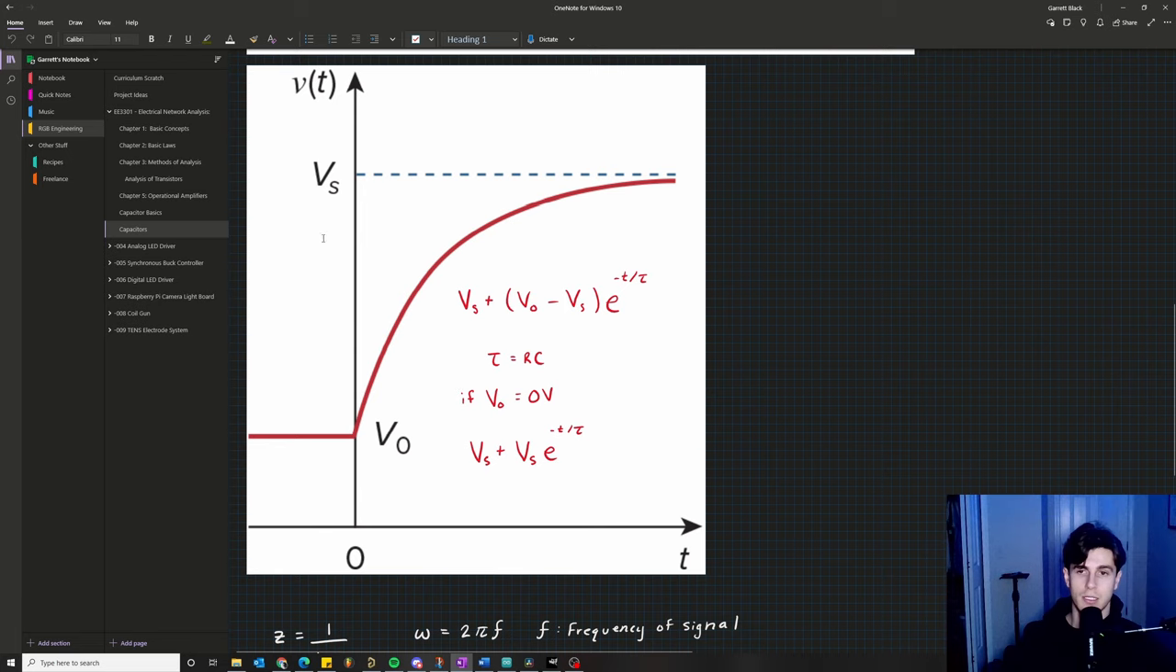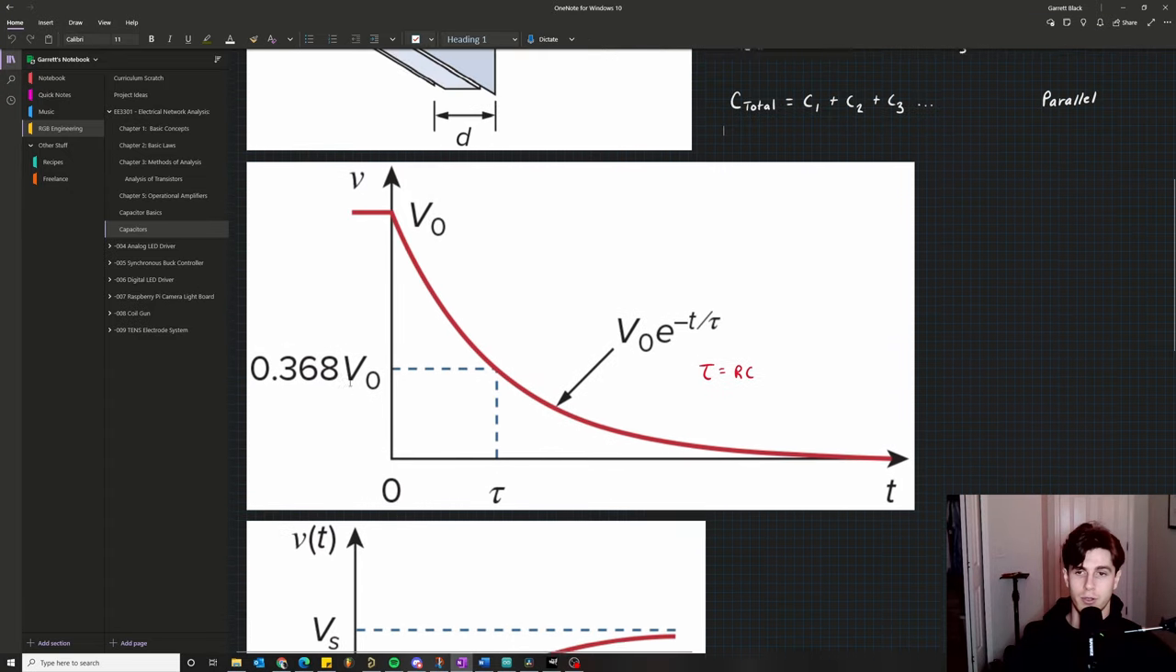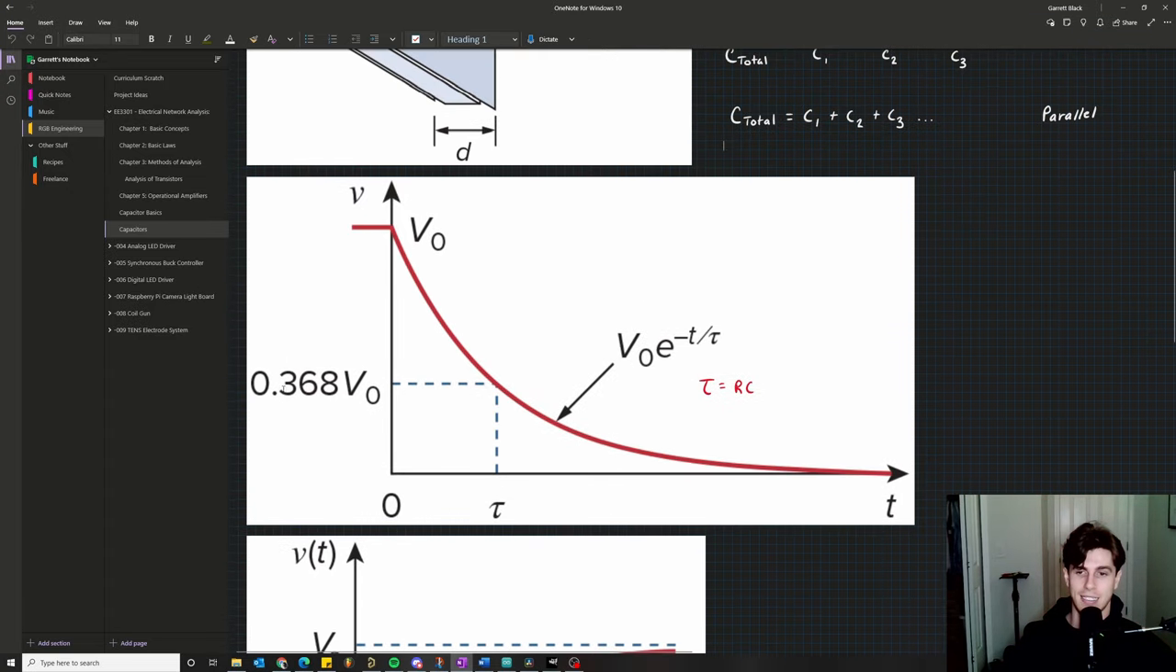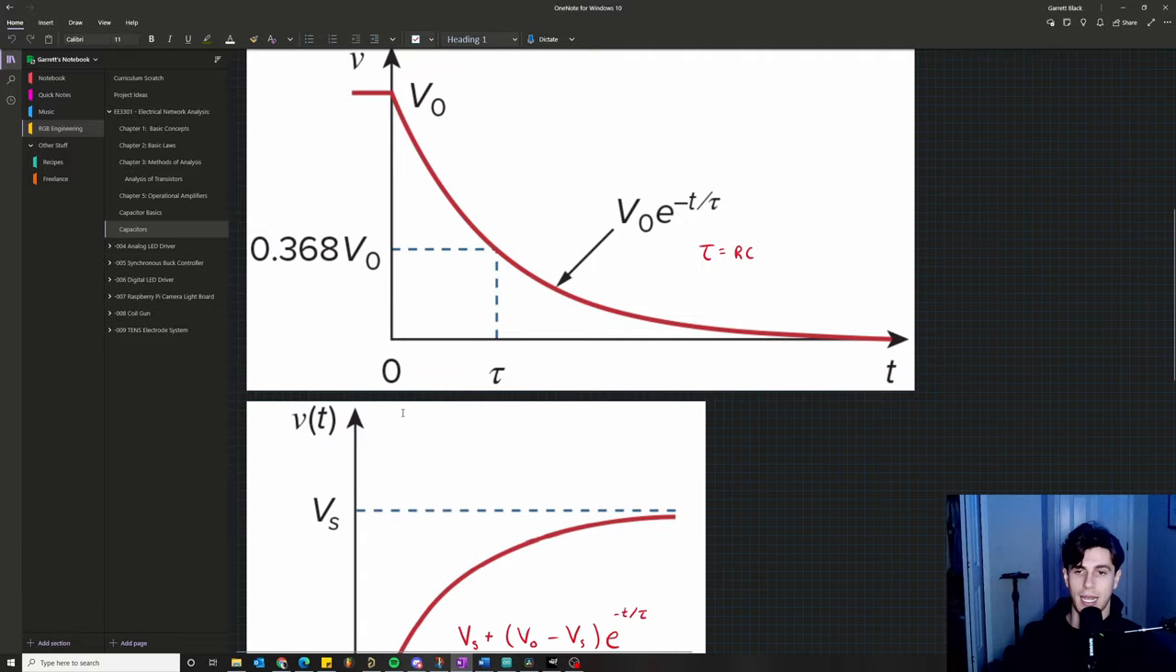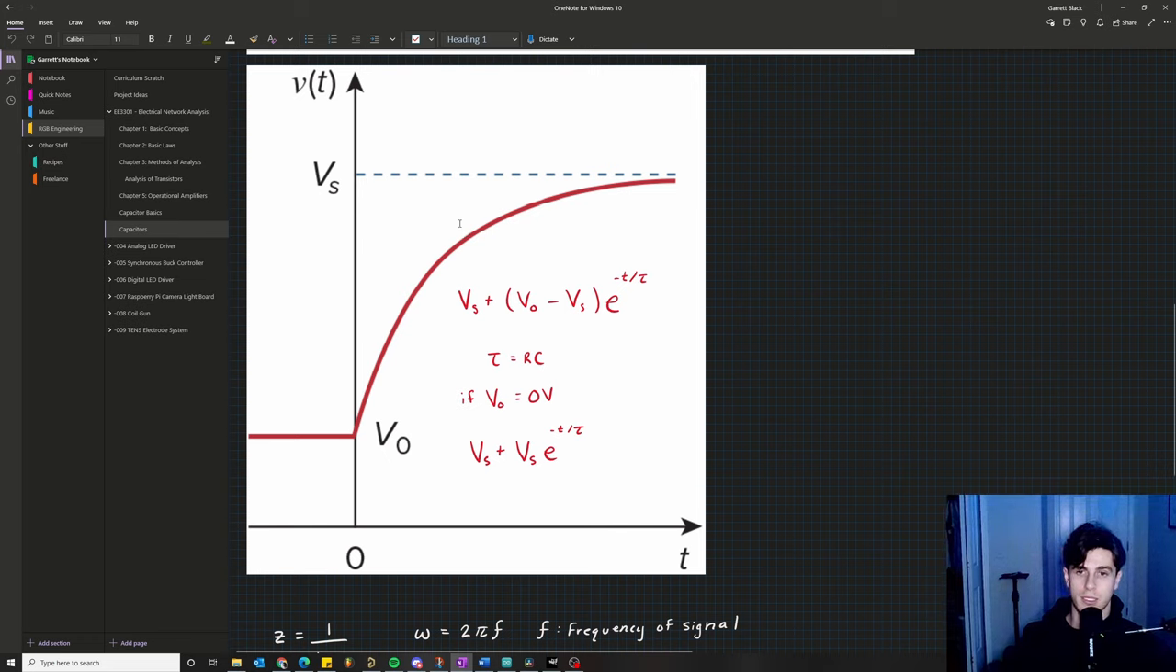For the time constant of this curve, one time constant is how long it takes to achieve 1 minus this value, 1 minus 36.8%. So that would actually be 63.2%. So one time constant is how long it takes to achieve 63.2% of its final voltage, of its steady state voltage.